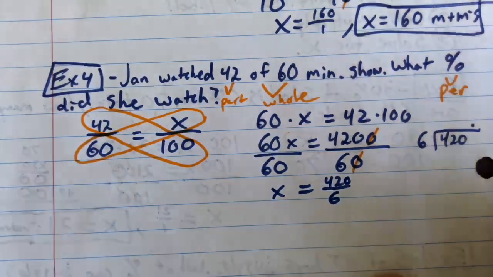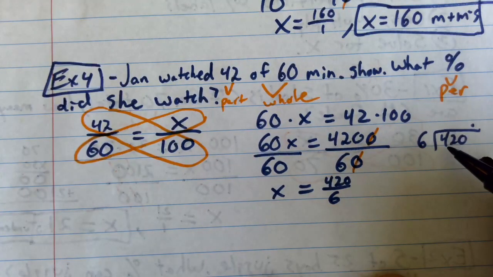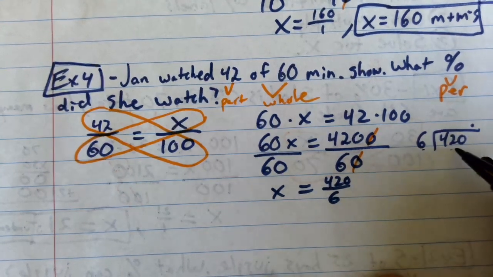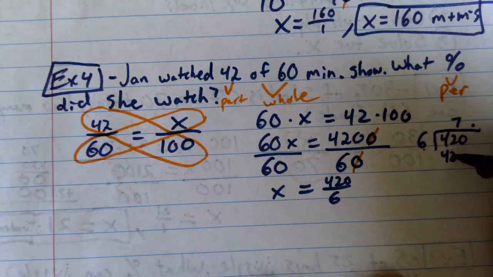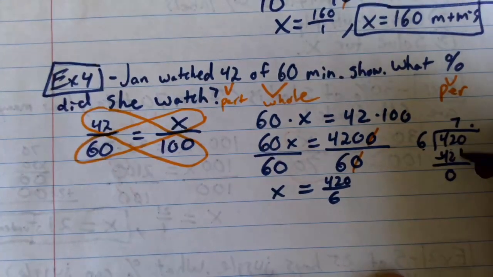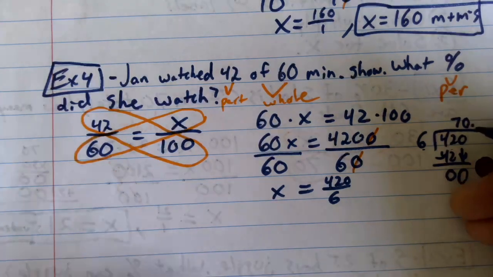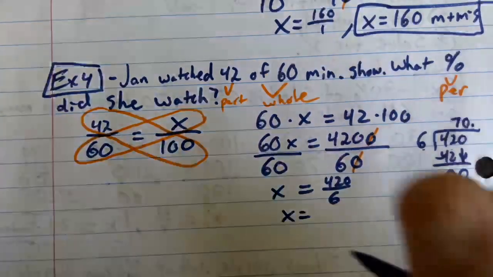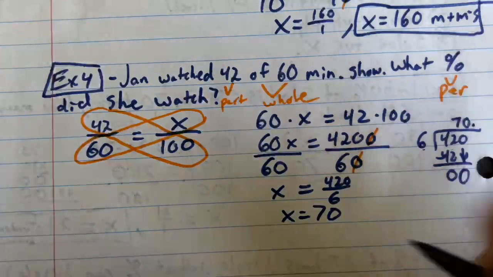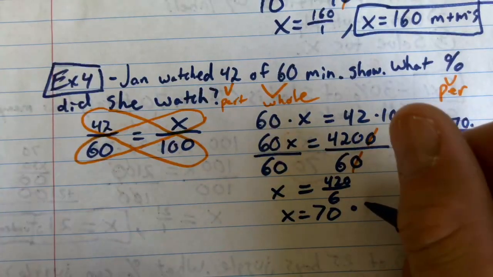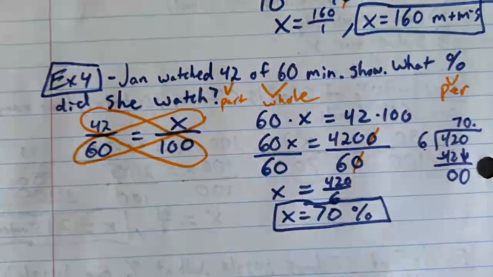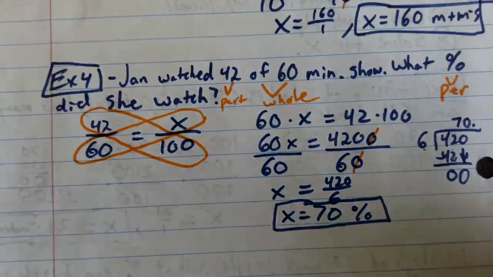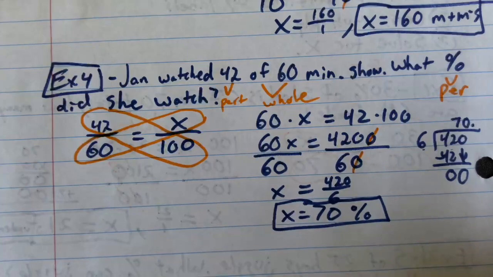Place your decimal. How many times can 6 go into 4? Well, it can't. How many times does 6 go into 42? Well, that is 7. 6 times 7 is 42. Subtract, and that gives you 0. If you bring down that 0, you bring it right back up to the top, and your answer is X equals 70%. 70% watched. That's it. She watched 70% of her show. Must be a pretty good show.